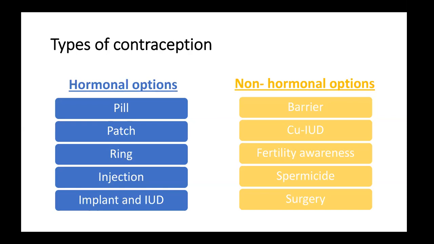So for example, barrier methods like condom, diaphragm. There's the copper IUD. There are fertility awareness methods, or natural family planning methods, where patients will, for example, keep track of their ovulation and use cycle methods. And then there's spermicides, and then there's also surgeries. So obviously those are going to be mostly irreversible. There's vasectomies and tubal ligations.